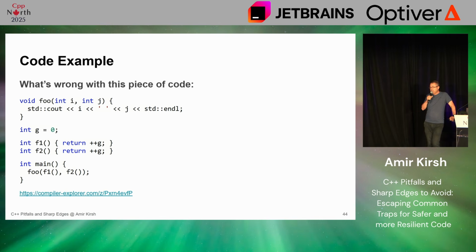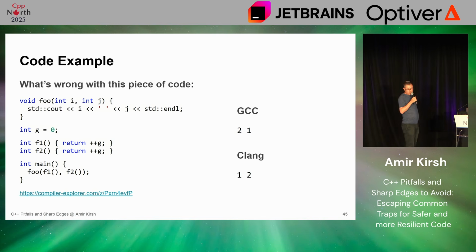The order of evaluation in the call to foo is unspecified. So GCC will give us, depending on the proper flags, 2 and 1, and Clang gave me 1 and 2. Now, it may work, I mean, it might be that I passed the test. And then I just switched compiler, or switched a compilation flag, changed my optimization level. I don't know, something changed.